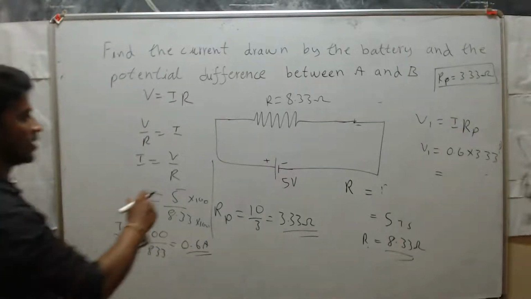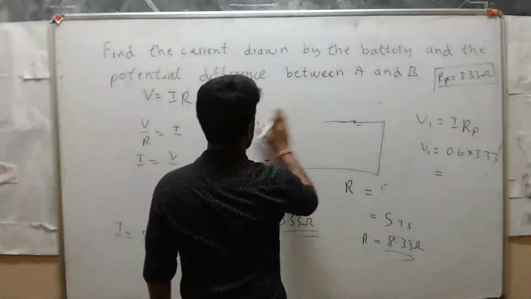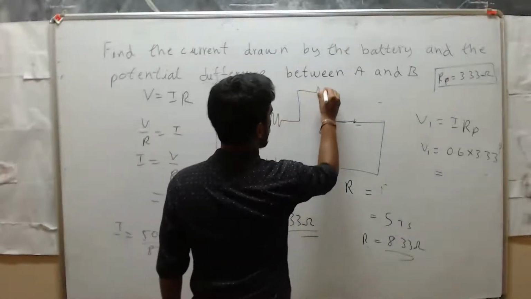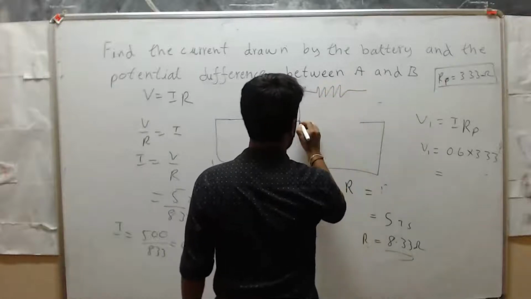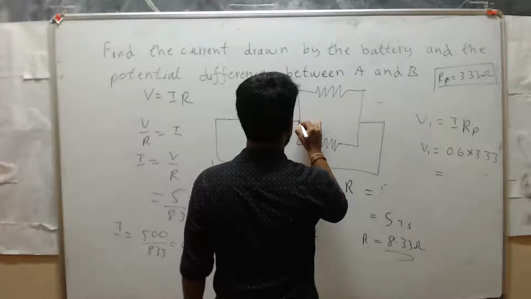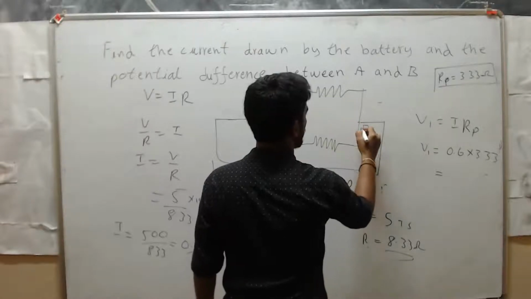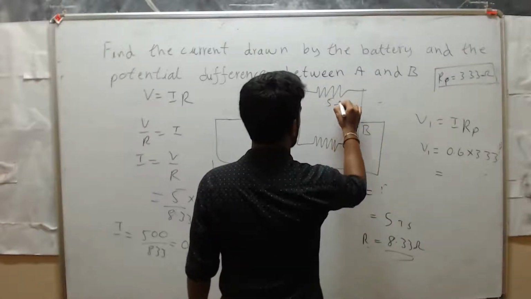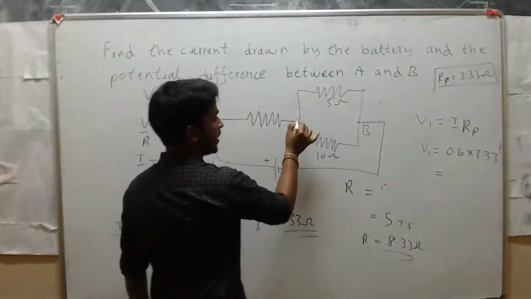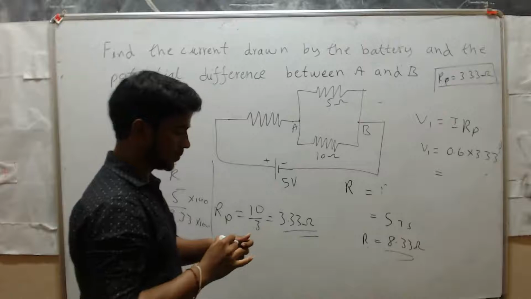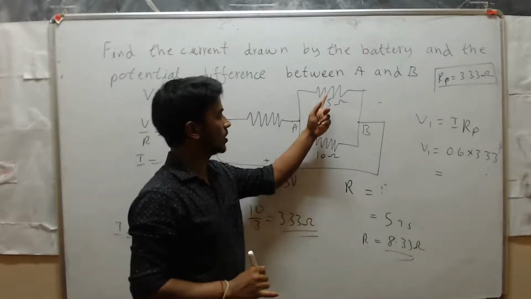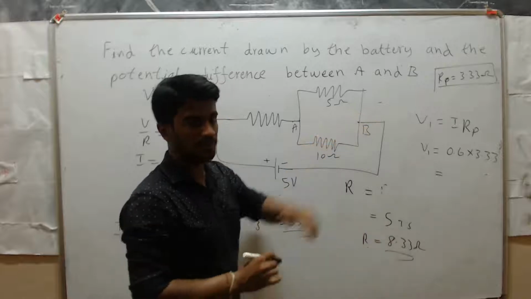See, this was the actual diagram. This is point A and point B, 5 ohm and this is 10 ohm. Actually, we need the voltage between A and B. If you want to calculate the voltage between A and B, first we solve these two resistors. We got 3.33.